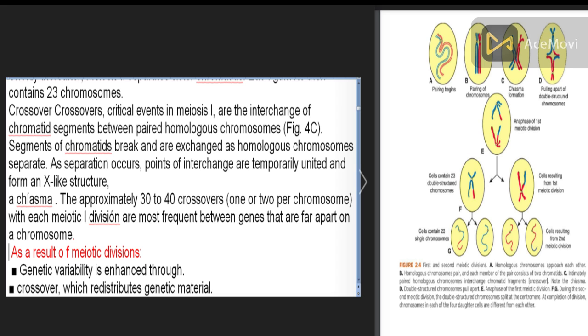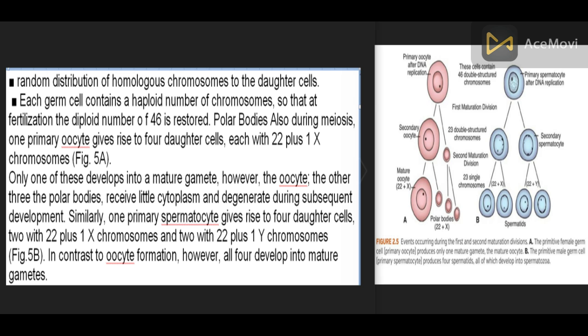As a result of meiotic divisions, genetic variability is enhanced through crossover, which redistributes genetic material, and through random distribution of homologous chromosomes to the daughter cells.